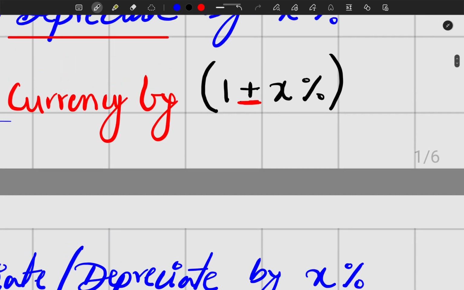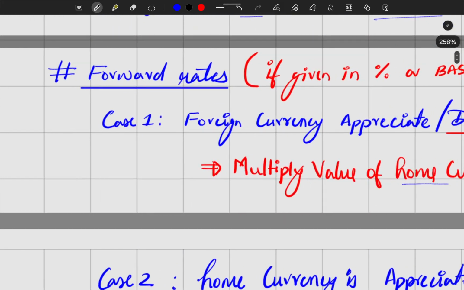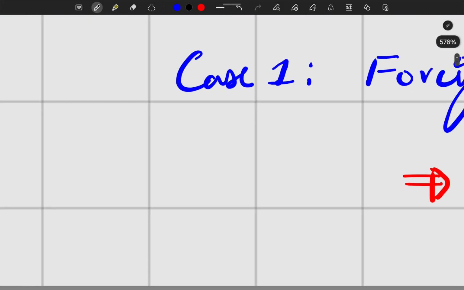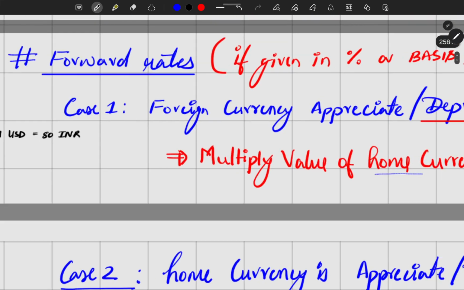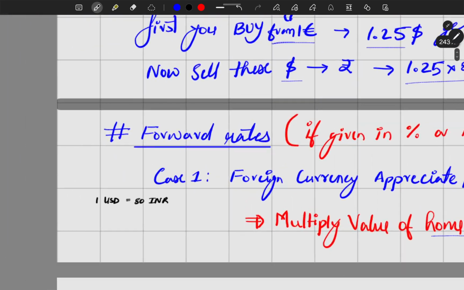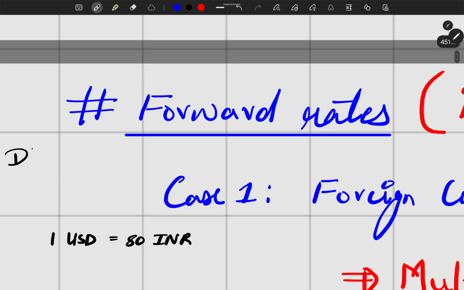Think from first principles again. I like to think from first principles. So let's think about the first principles. Let's say you have 1 USD equals 80 INR, and this is always in direct quotes, so you assume that everything works in direct quotes. Okay, and I have to note it here, it's direct quotes.